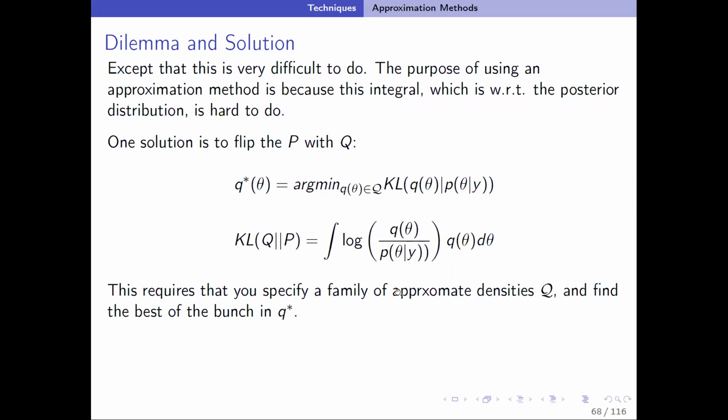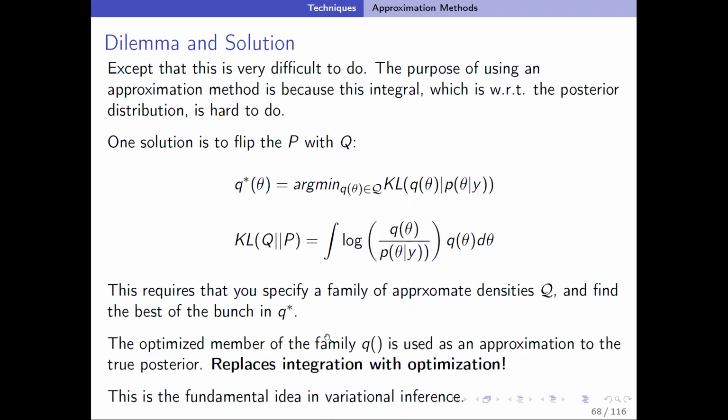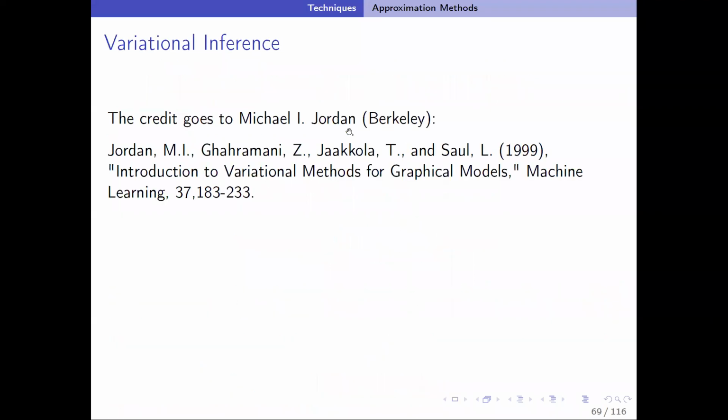And so that means you have the family approximating the density of Q, and you find the best one, the Q star. That's a fundamental idea of variational inference. It also changed the integral problem into an optimization problem. And the method is widely used in machine learning and science. So credit goes to Michael Jordan.